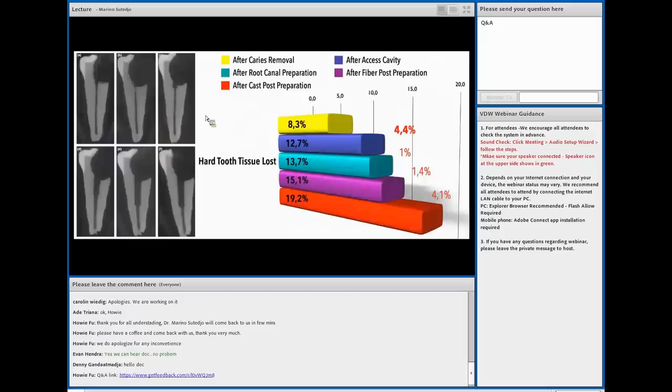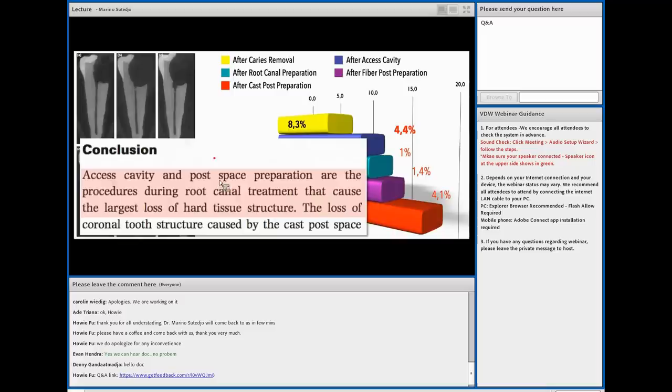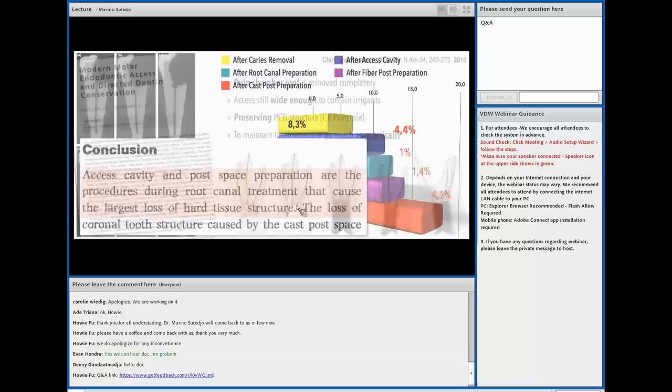But the problem, according to Zehnder and Krug back in 2009, as you can see here, after the caries removal, followed by the access cavity, the amount of removed hard tooth tissue becomes higher. And what he concluded from that research is that access cavity and post-space preparation are the procedures that, during root canal treatment, cause the largest loss of hard tissue structures. But it's impossible that we don't do access cavity. We must do access cavity. But we need to understand that by doing access cavity, we might destroy the hard tooth tissue in the largest number.